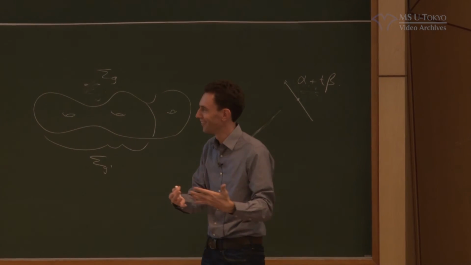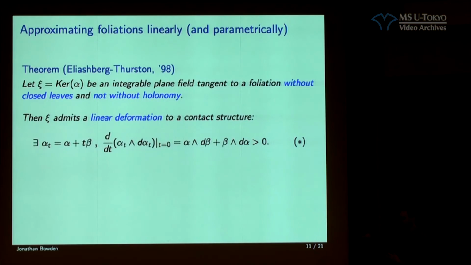And not only that, it does so up to first order. By the way, at t equals 0, of course, because of integrability, the zeroth order part is 0. So this is really the leading order term here. And if you take the derivative at 0, you just work it out. You get alpha wedge d beta plus beta wedge d alpha being positive. So if I assume my foliation has no closed leaves at all and is not without holonomy, we'll see when that actually happens, then you can find a beta, so that you have a really nice way of getting to a contact structure.